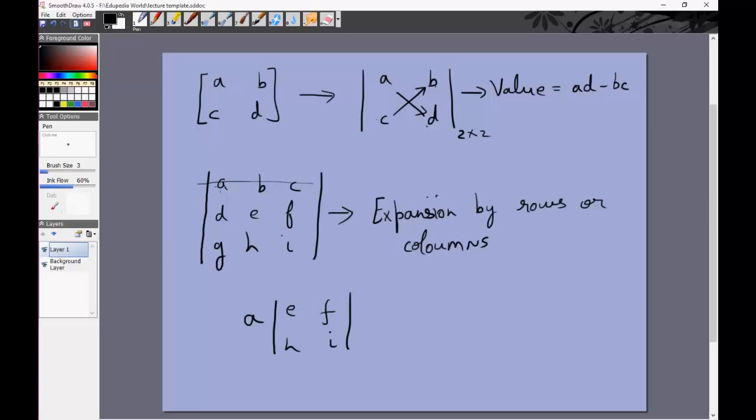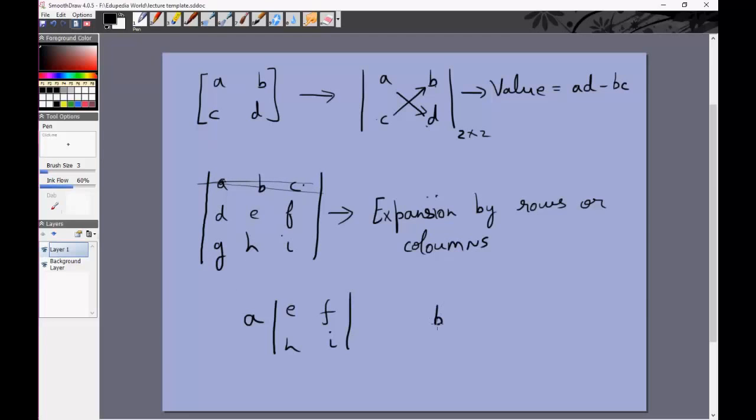Now what that means is, if you're expanding it about this row, then you take these 3 entries. The moment you take the first entry, you multiply it by the determinant you get by eliminating this row and this column. So if you're expanding it about this row, then initially you'll take A. Now A will be multiplied by the value of the determinant that is obtained by eliminating the row and column in which A exists. So if it's a 3 cross 3 determinant, you take out A, you take out that row and that column, it's a 2 cross 2 determinant.